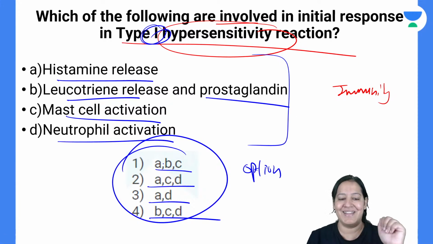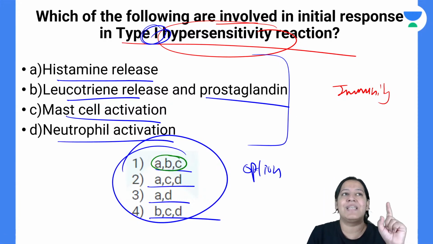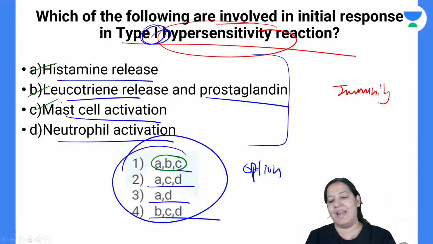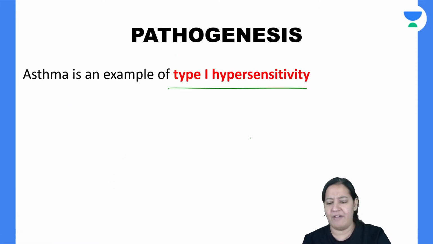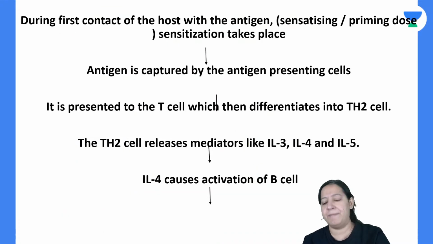Okay, the correct answer here is A, B, C. These 3 options are correct. I will come to the question again. Let me tell you the mechanism of type 1 hypersensitivity. It will take only 2 minutes. Listen, everyone. The mechanism of action of type 1 hypersensitivity.